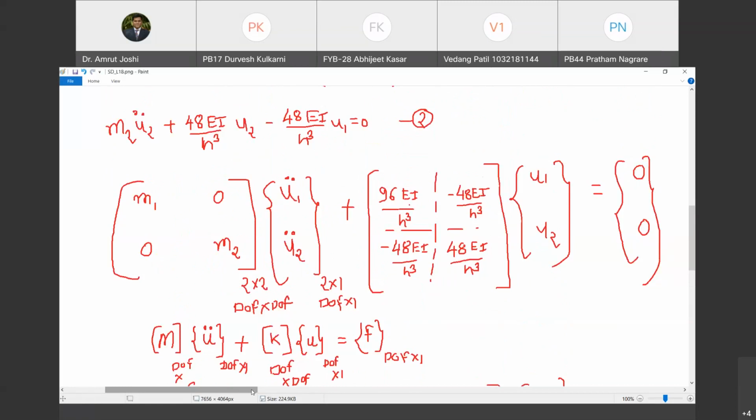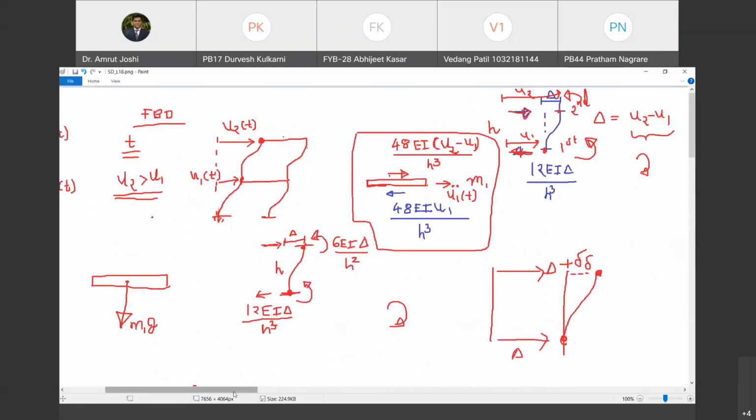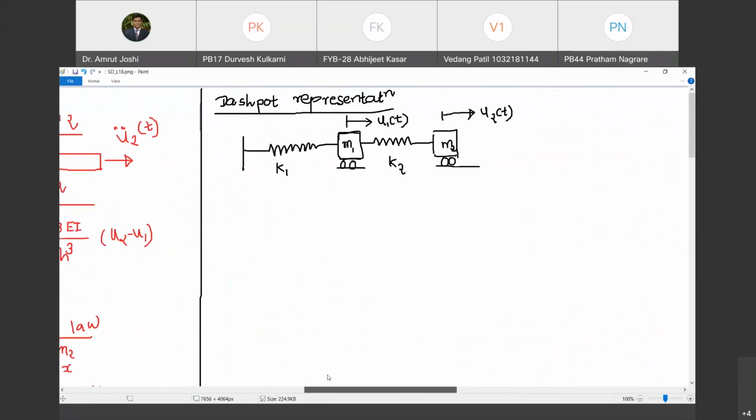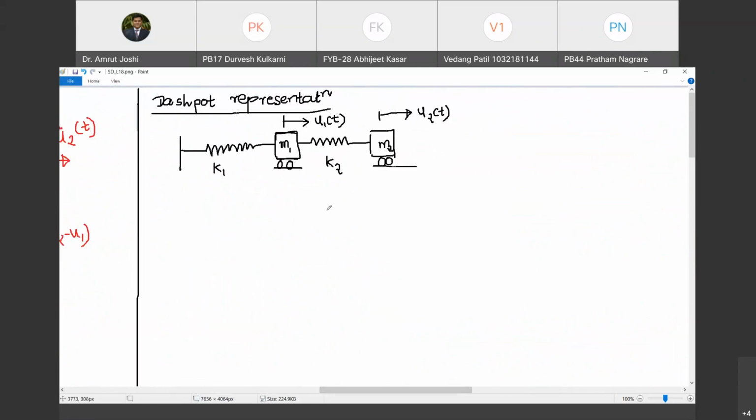Okay. Now, can we represent this by a simple dashpot model? By the way, the diagram we were making is called a dashpot model. That is the name given for such kind of representation. So can we represent this by this kind of model? Just have a look at this arrangement. There is mass m1, and m1 is connected to the fixed support through spring K1, and M1 and M2 are internally connected with spring K2. Spring stiffnesses K1 and K2.